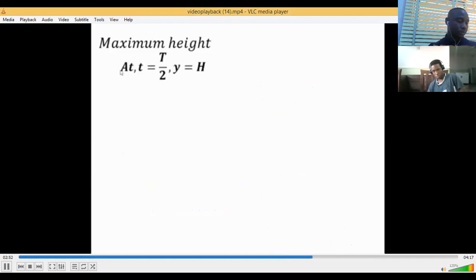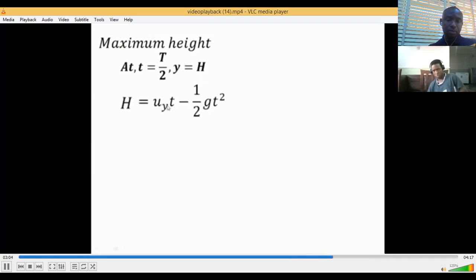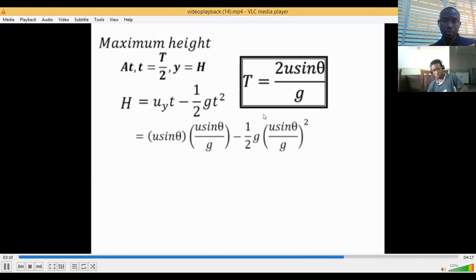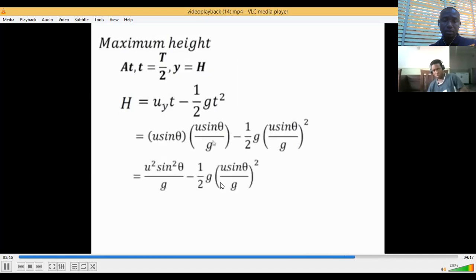The last one is maximum height. Now, at t equals half the time of flight, the distance along the y-axis will be equal to the maximum height. Hence, h will be given by the expression u_y t minus half g t square, where t equals half the time of flight. So, substituting the value for half the time of flight in place of t and simplifying it, we get, multiplying the brackets together.